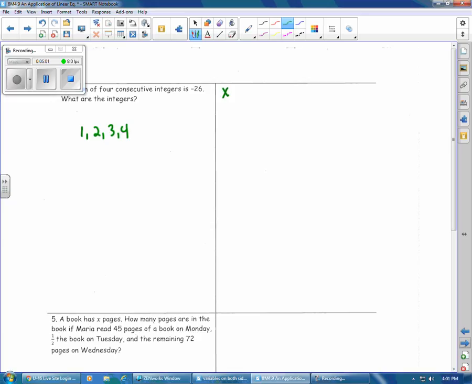So I'm going to say x is the first integer. If I'm at 1, say my first integer is 1, and I'm trying to get to the next consecutive integer, I'm trying to get to 2. What do I add to the 1 to get to 2? So x plus 1 is going to be my second integer. Again, if I'm at 1 and I'm trying to get to 3, what do I have to add to the 1? So it'd be x plus 2 equals the third integer. And then, of course, x plus 3 is going to equal my fourth integer.